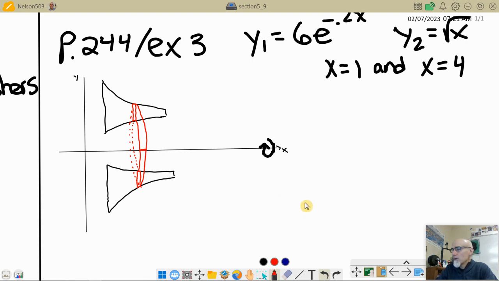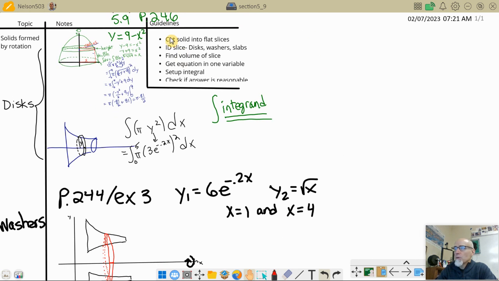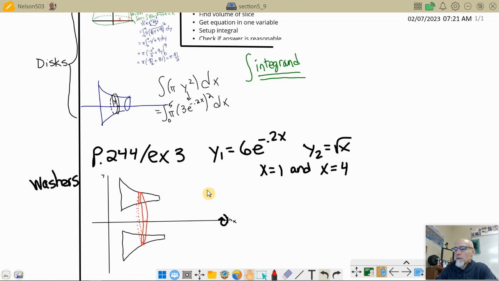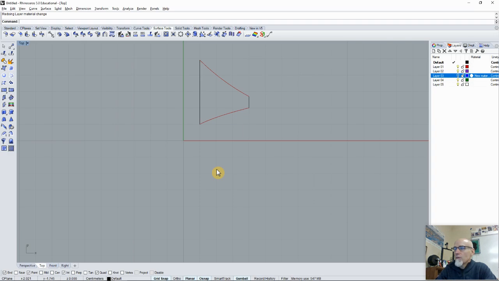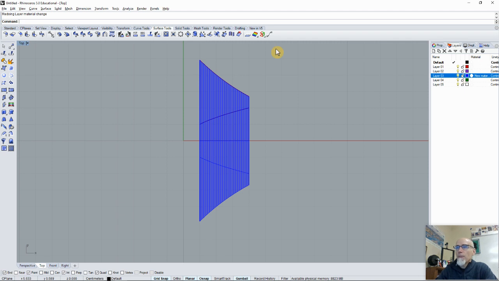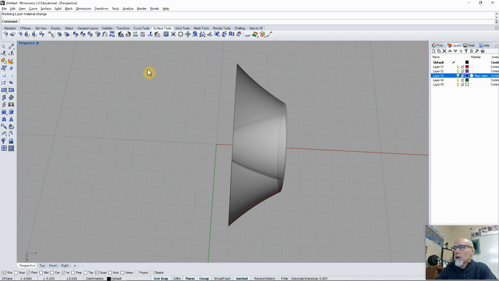So as I zoom out here, let's go back up and look at our little outline. How do we do this? We look at the cut solid into a flat slice, right? So how do we imagine this thing getting sliced? Maybe it would be a good time for me to go back over here and contour the thing, right?